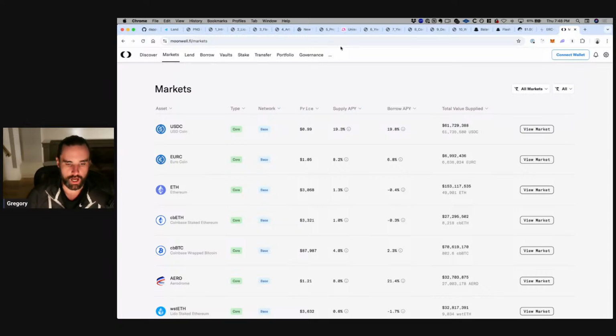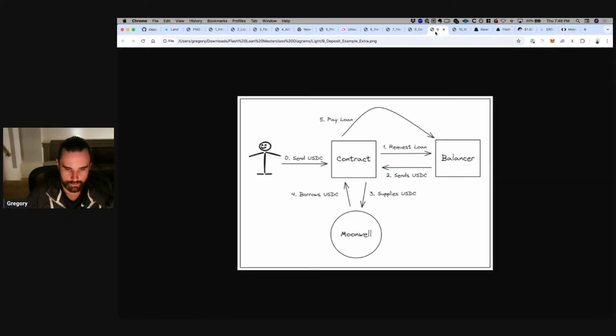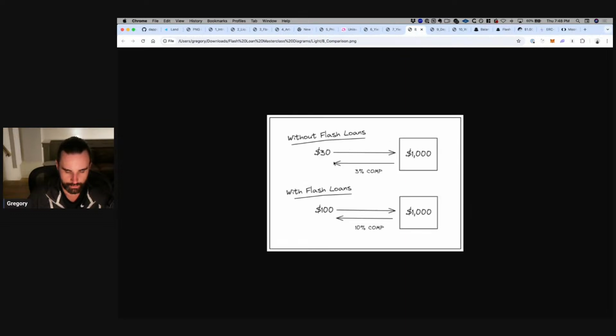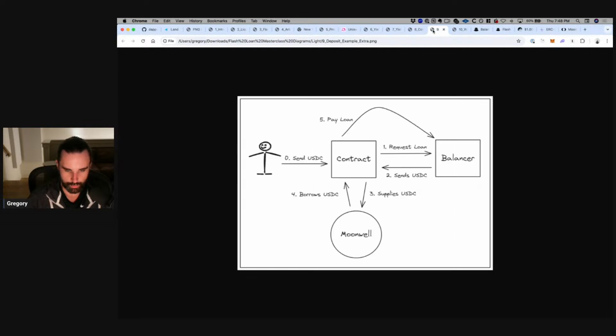You can also do things like automate this to compound over time. You can recompound back into this to increase those rewards to where that can really add up really, really fast, which is pretty awesome. So you can see here, with flash loans, you can basically triple your rewards. And you can see what happens.